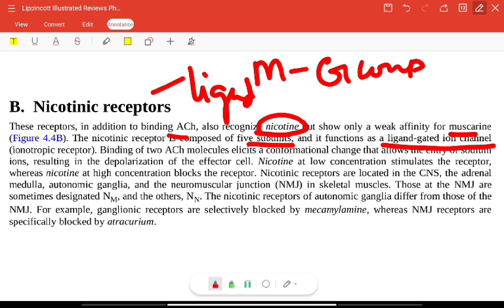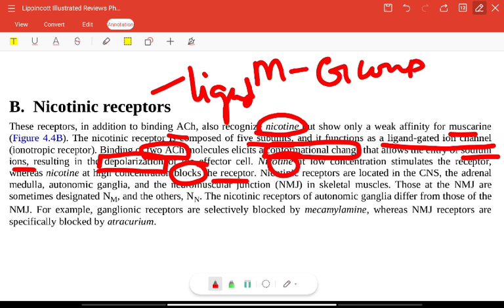Binding of two molecules of acetylcholine will produce a conformational change, and it will allow the entry of sodium ions. Since it is a ligand gated ion channel, it allows the entry of sodium ions, and this will then result in depolarization of the effector cell. Nicotine at low concentration stimulates the receptor, whereas nicotine at high concentration blocks the receptor. You have to check it out.